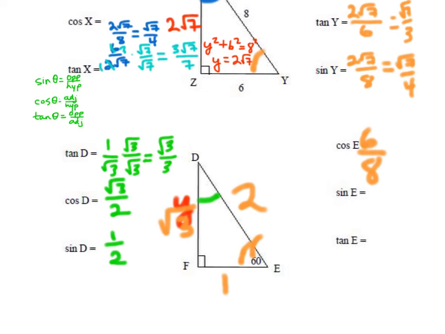Now, if we move over to use our 60-degree angle as our reference angle, then we're going to have the cosine of E is adjacent over hypotenuse, so that's going to be 1/2. The sine of E is going to be opposite over hypotenuse, which will be the square root of 3 over 2. And the tangent of E is going to be opposite over adjacent, which is the square root of 3 over 1, or we could just write that as the square root of 3.